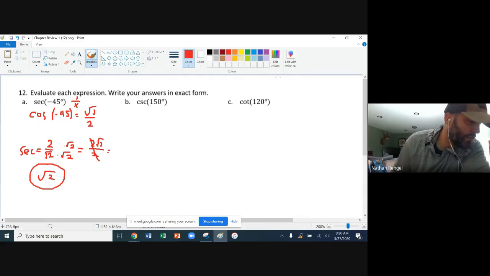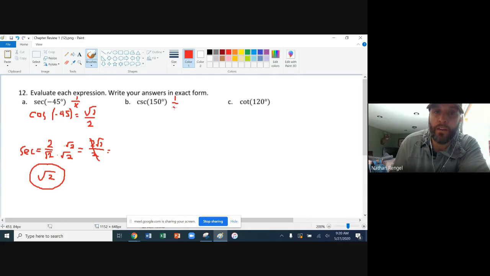Cosecant of 150, I go find the 150 degrees. This one's going to be 1 over y. So I find the y coordinate at 150 degrees. That's 1/2. So the sine of 150 is 1/2. The cosecant of 150 is going to be the reciprocal of 1/2, which is 2. So there's your cosecant of 150.